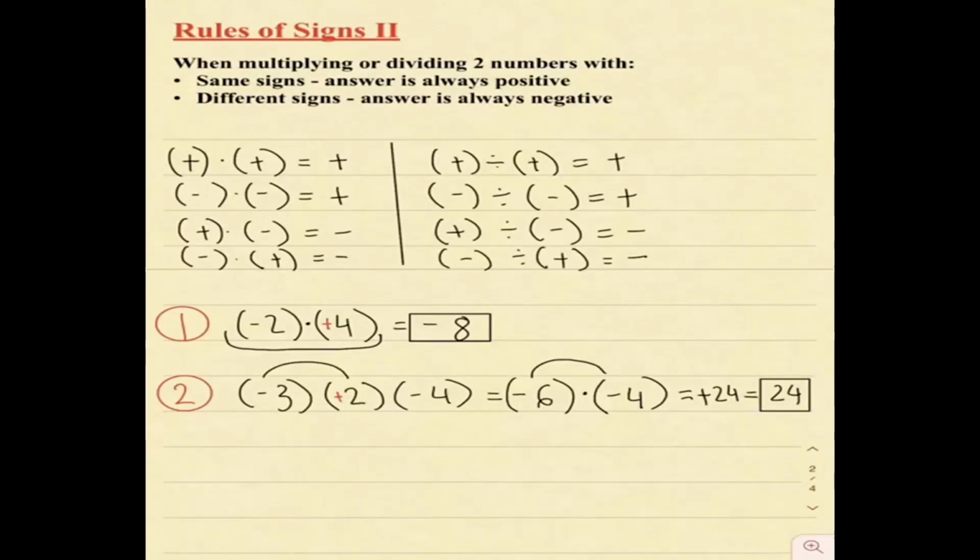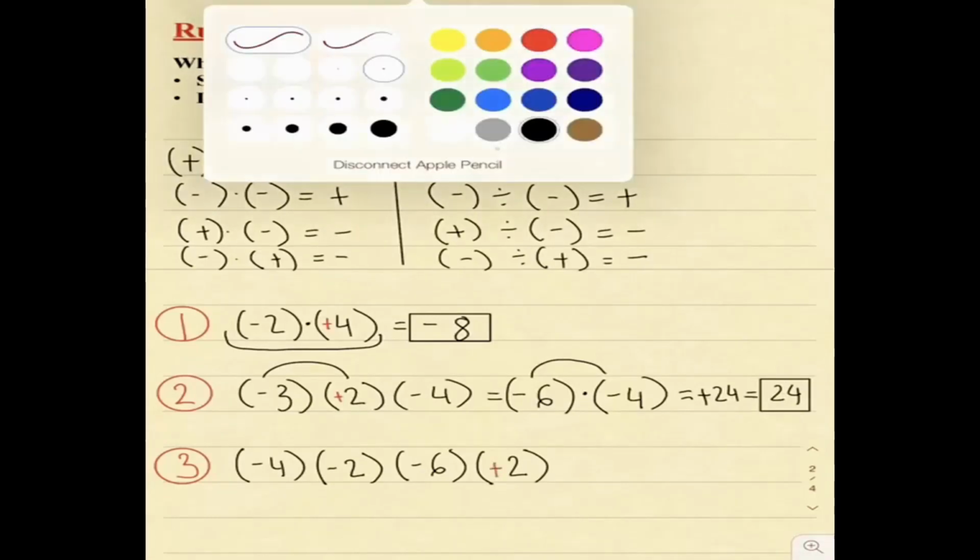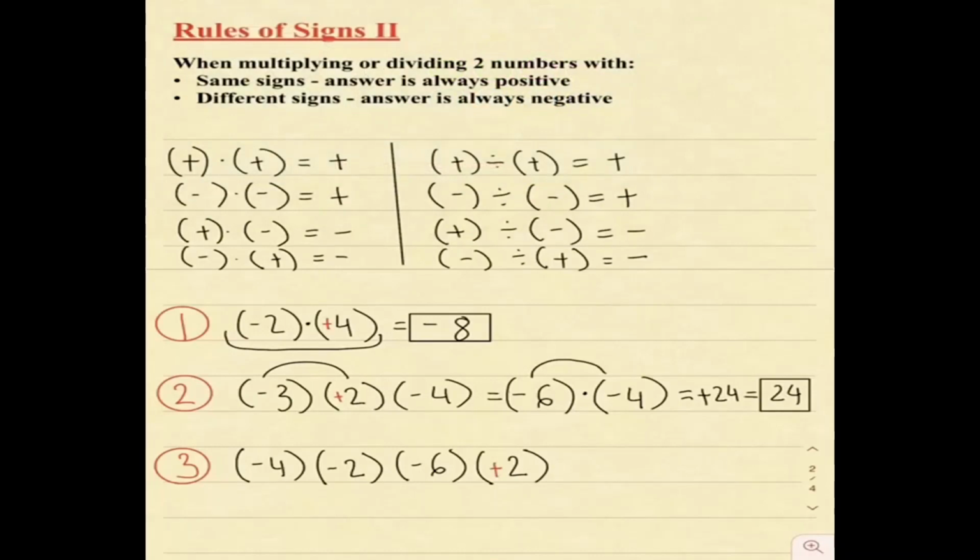Now let me do another problem. Problem 3. Let's say I have negative 4 times negative 2 times negative 6 times positive 2. So the first thing that I'm going to do is put a positive sign in front of the 2. And now I'm going to start multiplying from left to right. I'm going to multiply the first 2 numbers. Negative 4 times negative 2, those are 2 numbers multiplying each other with the same sign. It will become positive. 4 times 2 is 8. So it's positive 8. Now I'm going to rewrite times negative 6 times positive 2.